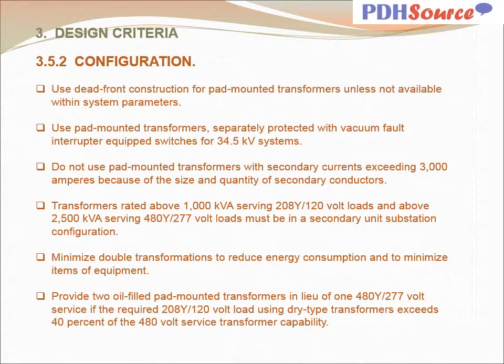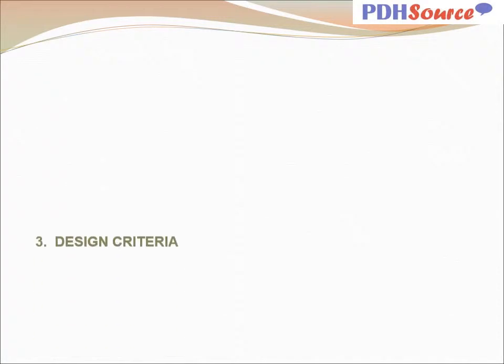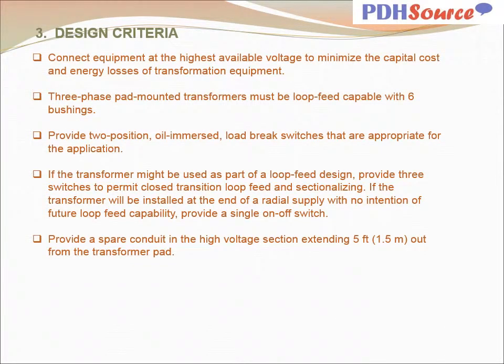Minimize double transformations to reduce energy consumption and to minimize items of equipment. Provide 2 oil-filled pad-mounted transformers in lieu of one 480Y/277 volt service if the required 208Y/120 volt load using dry type transformers exceeds 40% of the 480 volt service transformer capability. Connect equipment at the highest available voltage to minimize the capital cost and energy loss of transformation equipment.